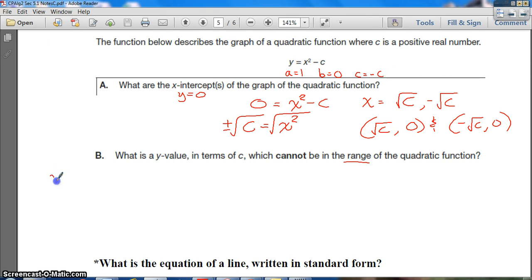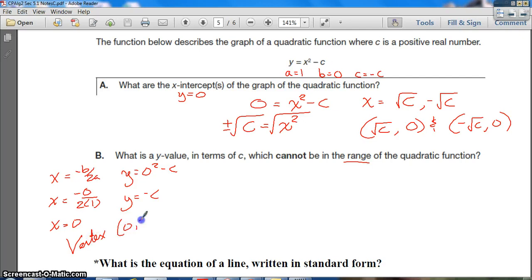So my vertex is at x equals -b over 2a, which in this case is -0 over 2 times 1, which gives you 0. Plug 0 back in, you get y equals 0 squared minus c. So y is -c. So your vertex is at the point 0, negative c. Remember, a is positive 1. So the parabola is opening up.